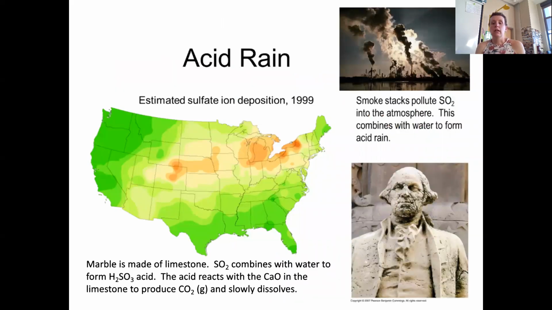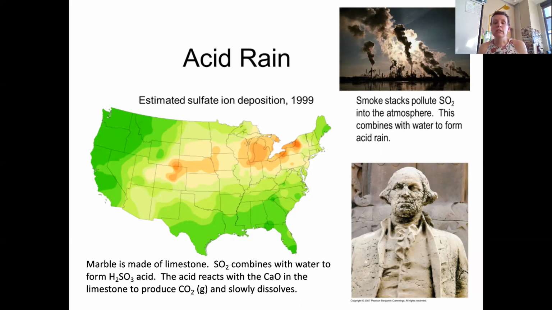Okay, this bottom right picture I really like because this statue was not created to look like that. His face is being eaten away and his jacket is being eaten away by sulfur dioxide and nitrogen oxide acid rains. So sulfuric and nitric acid rains. So marble statues, limestone is going to react and dissolve, and we're going to get some calcium oxide and carbon dioxide as it's eaten away.